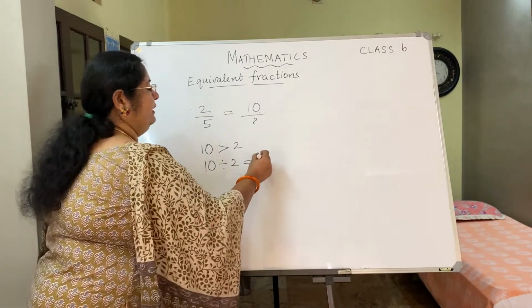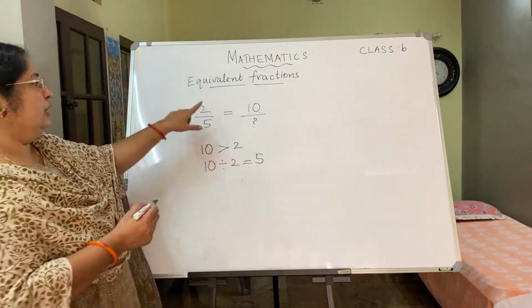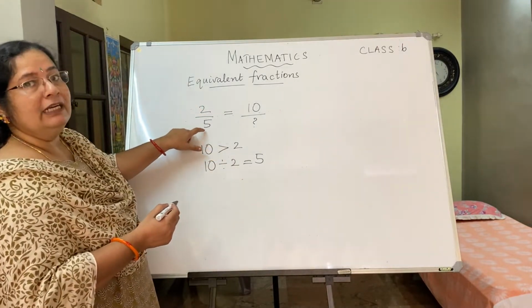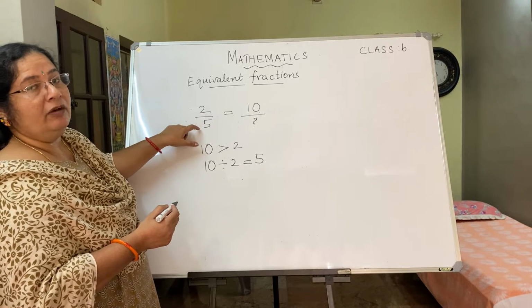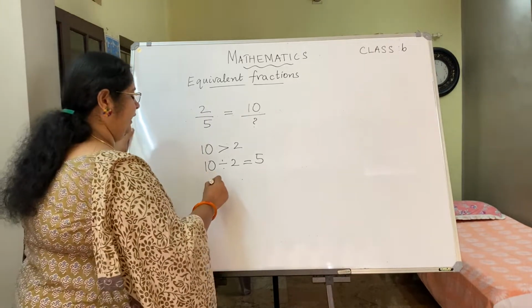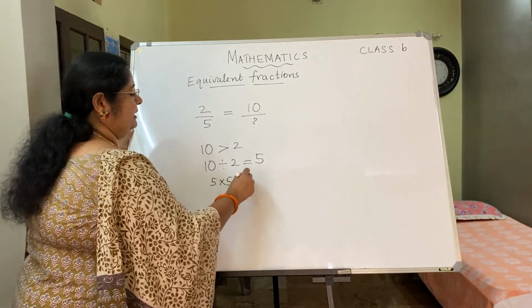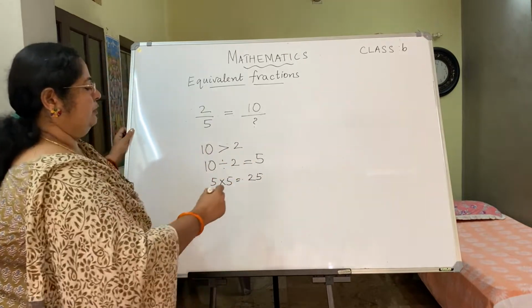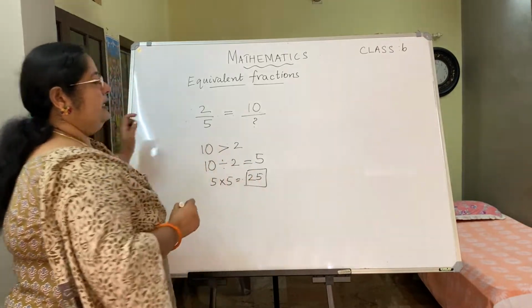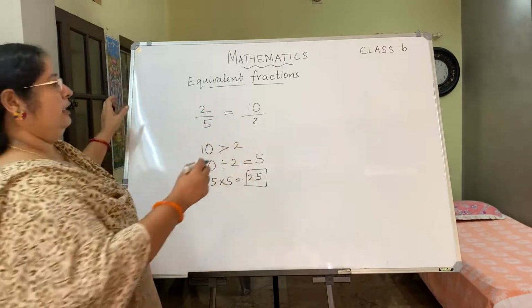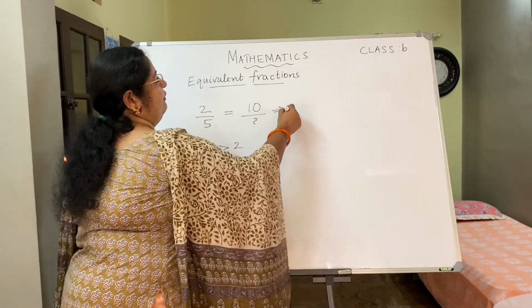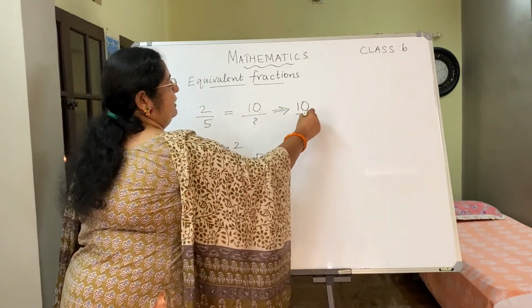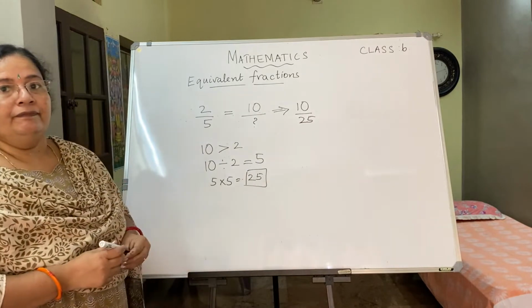5. Now this quotient you will have to multiply with the denominator. What is the denominator here? 5. So 5 into 5. What is that? 25. So this 25 will be the denominator for the equivalent fraction. So what is the equivalent fraction? 10 by 25. Is it clear?